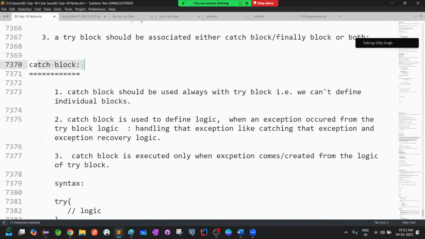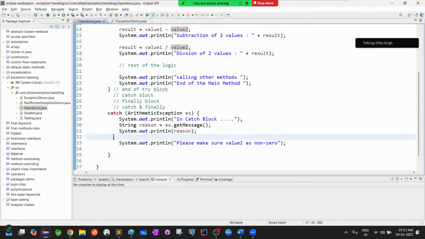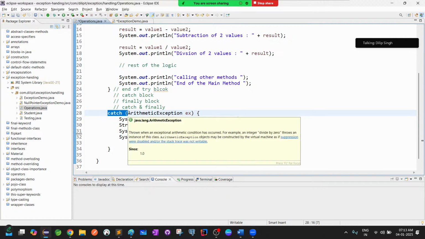Now, moving to the catch block, what we understood is that the catch block should always be used with the try block. Without try, there is no catch. Understand from the terminology point of view also: what is the meaning of catch? Catch is all about catching an exception.